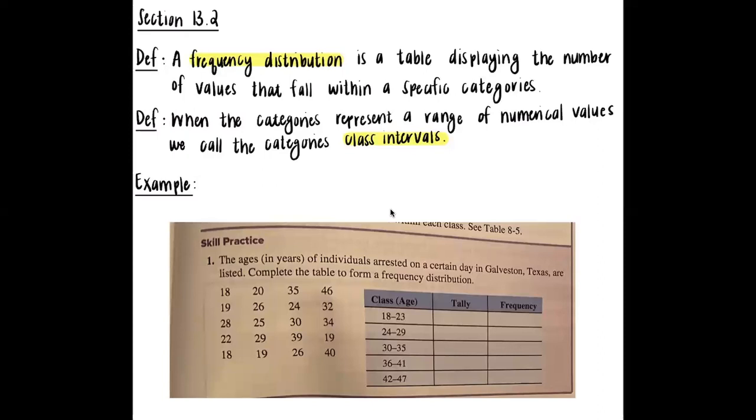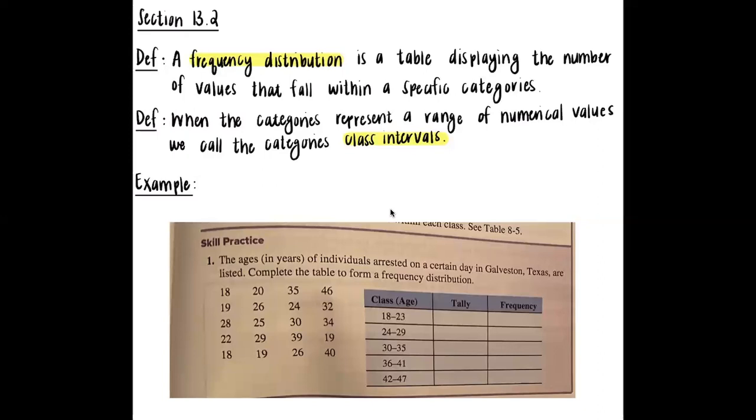So again, age is the best way to think about it sometimes, because of the different age categories. Or think of voting, for example. The way they could separate voting is from 18 to 23, 24 to 29, and so on. So instead of looking at one age, how many 18-year-olds, how many 19-year-olds, we're looking at a range that falls into a specific category. When the categories represent a range of numerical values, we call the categories class intervals.